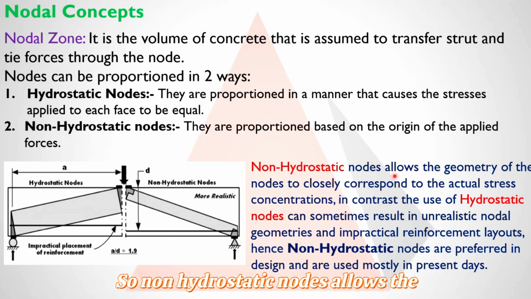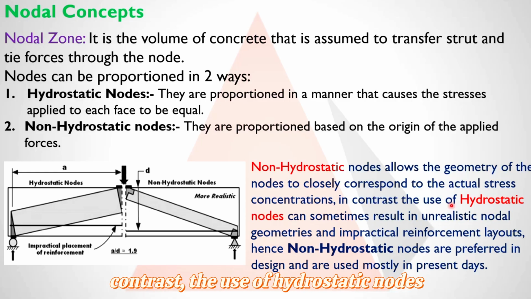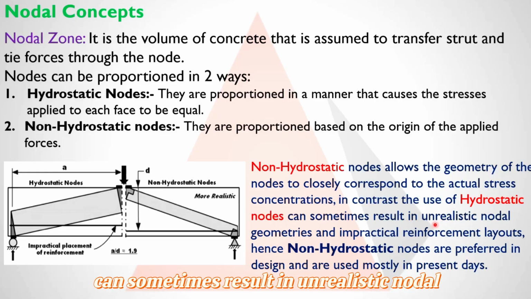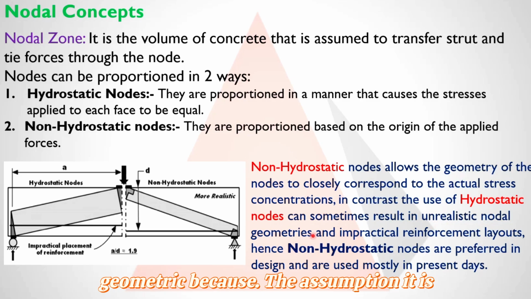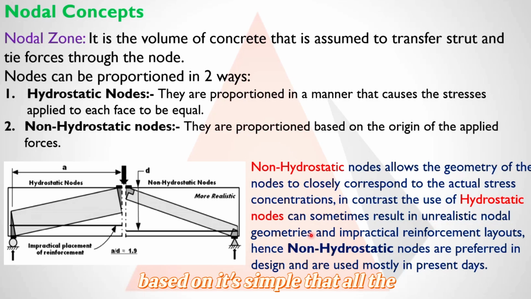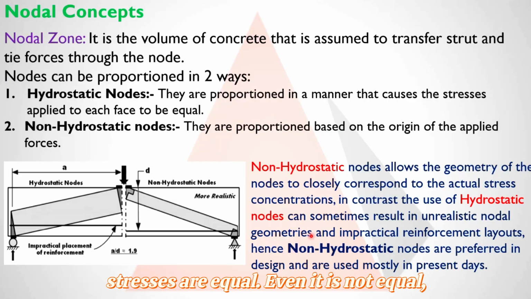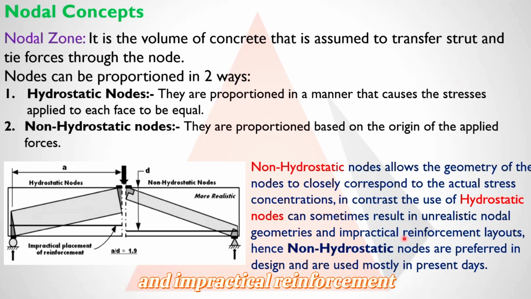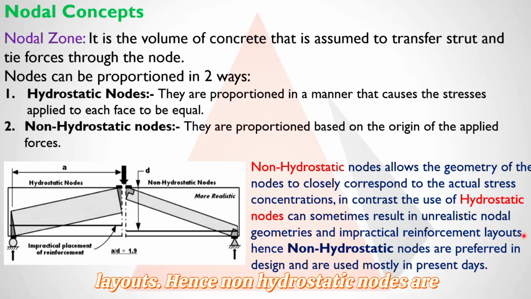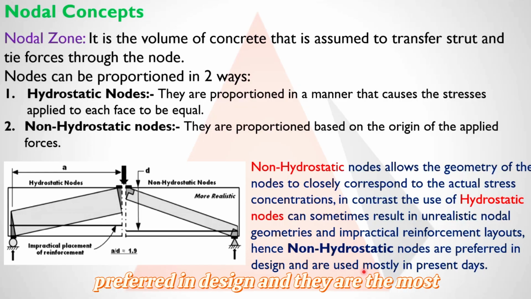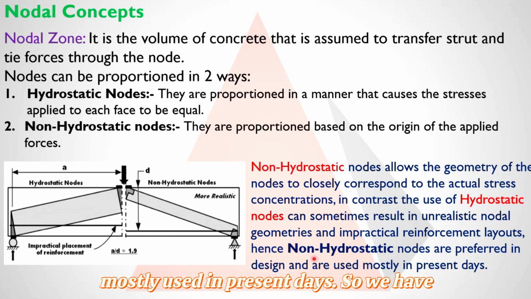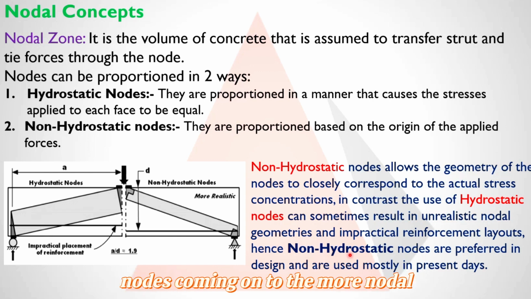Non-hydrostatic nodes allow the geometry of the nodes to closely correspond to actual stress concentration, because it gives the real idea. In contrast, the use of hydrostatic nodes can sometimes result in unrealistic nodal geometry, because the assumption it is based on is simple: that all the stresses are equal. Even if it is not equal, we assume it is equal. So it gives unrealistic nodal geometries and impractical reinforcement layouts. Hence, non-hydrostatic nodes are preferred in design and they are mostly used nowadays. So we will be using only non-hydrostatic nodes.